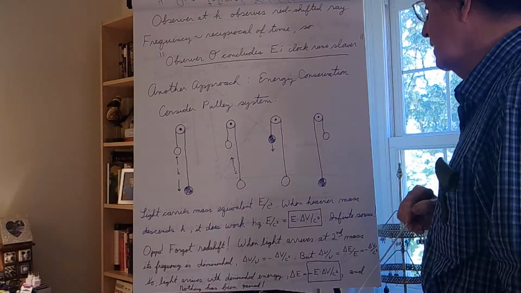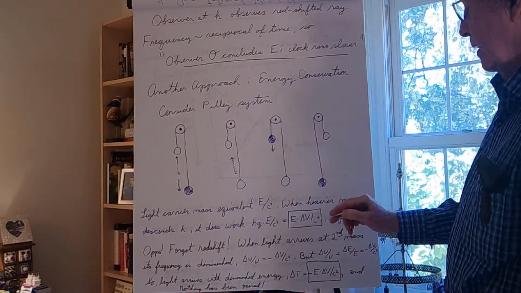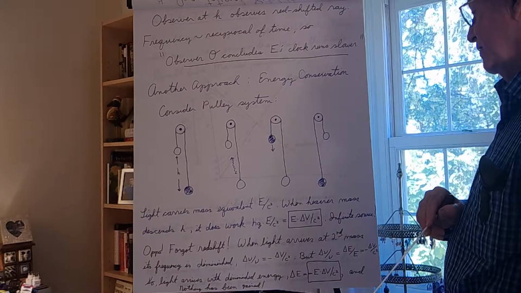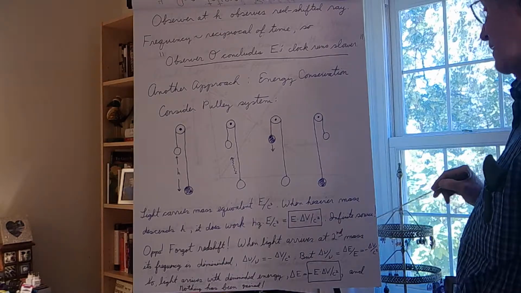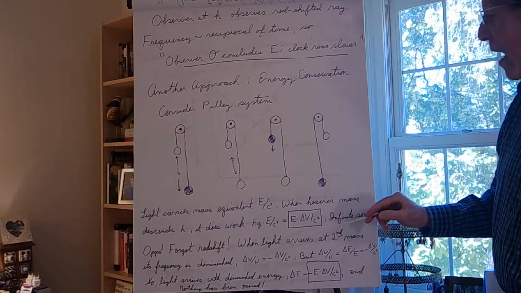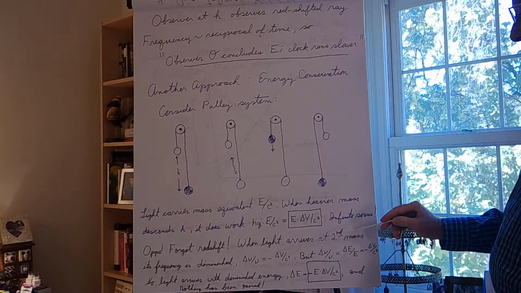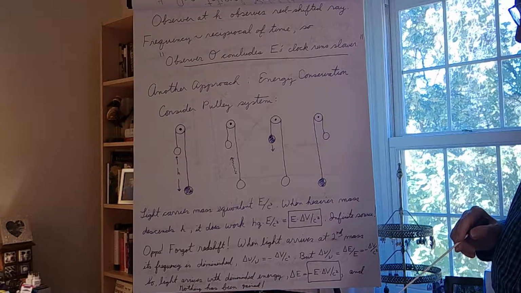That's the amount of work that's done by this device as you go through one cycle. Now let's correct it for the redshift. When the light arrives at the second mass, its frequency is diminished, and we know how much that is. The fractional change in the frequency is minus the change of the potential over c squared.